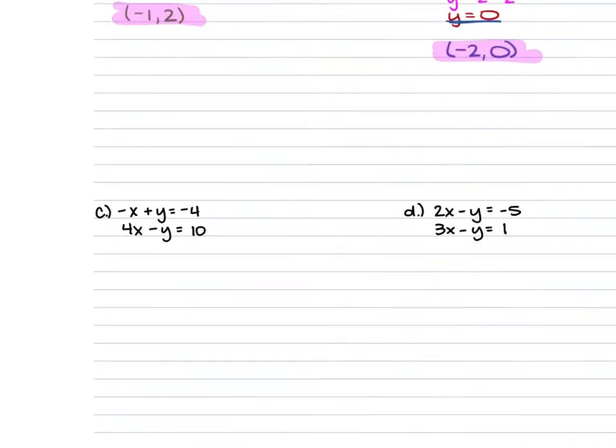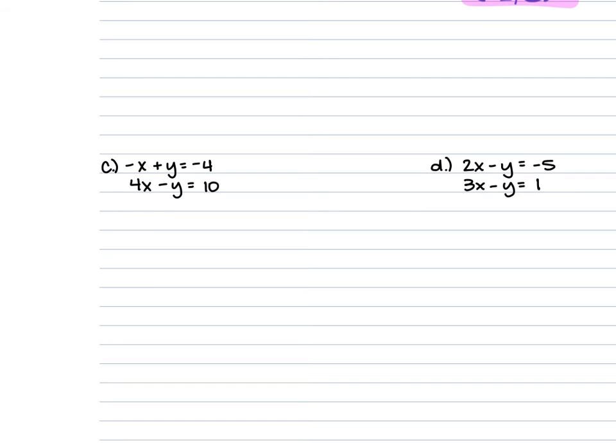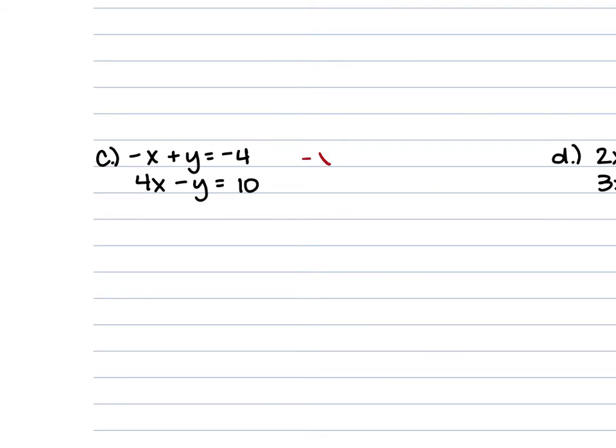For example C, we have negative x plus y is equal to negative 4, as well as 4x minus y is equal to 10. Now I'm going to take this first equation, negative x plus y is equal to negative 4, and because my y value is already positive, I'm going to keep y by itself and just move the x over by adding it to each side. So I'm going to have y is equal to x minus 4.